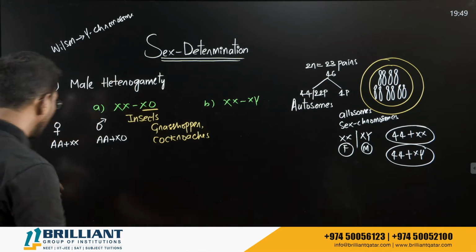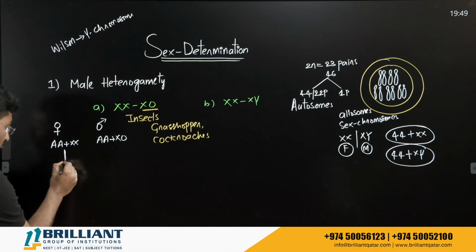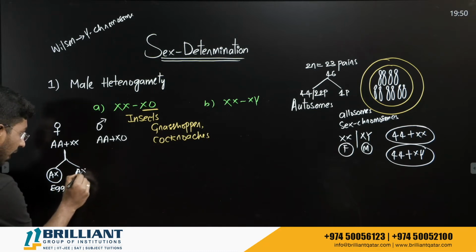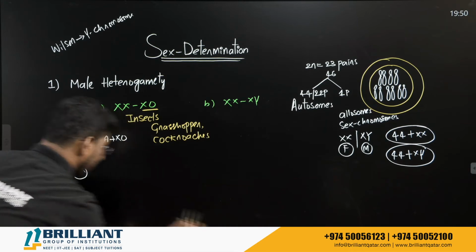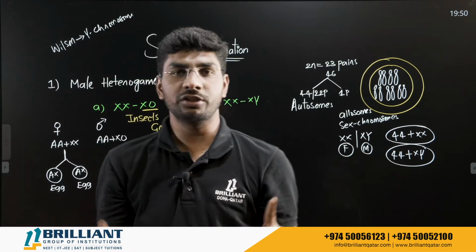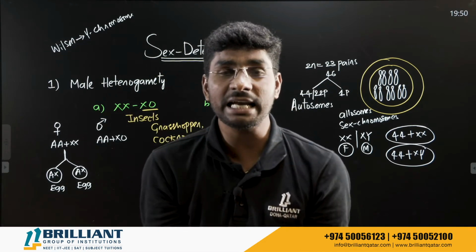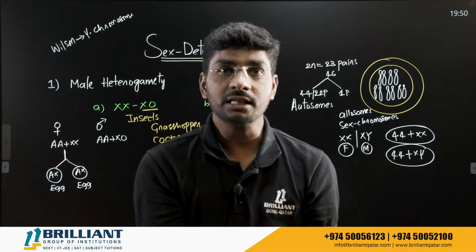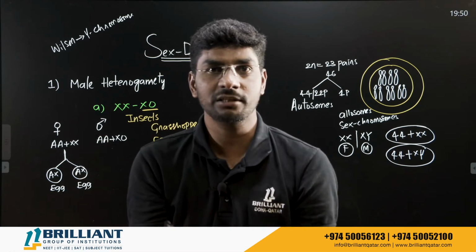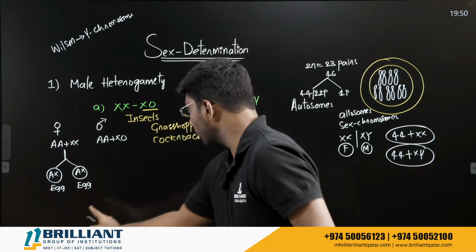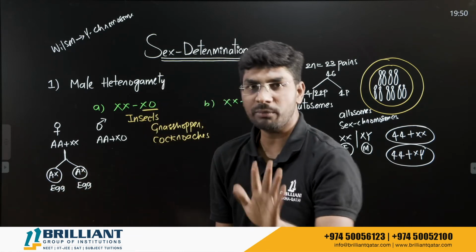So what are the gametes now? From this female individual, two gametes I'm writing. One is AX egg, and the second one is also AX egg. That means, my dear students, in these two gametes there is no change. So female individuals produce homogametes, that means similar gametes. Females are homogametic. Females produce similar eggs, no difference in the eggs. Both have AX, only the X chromosome as the sex chromosome.